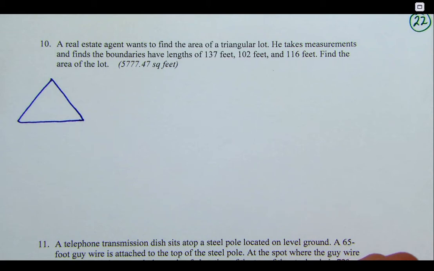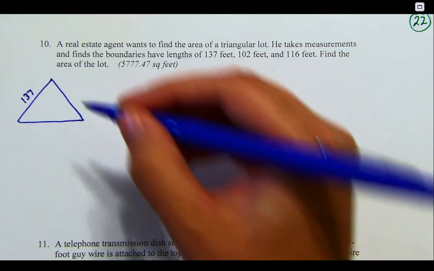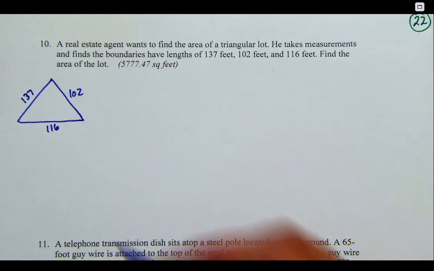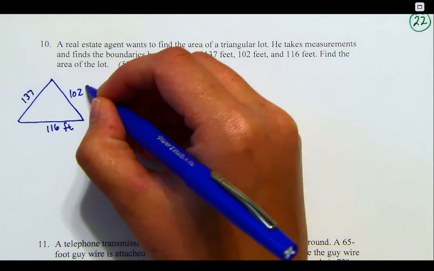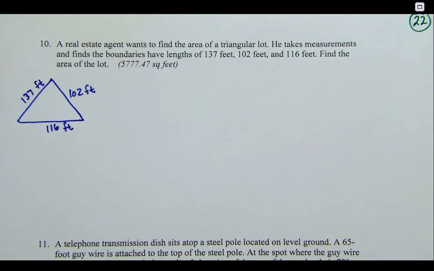And let's see, our boundaries are 137, 102, and 116. So these are all feet. Okay. And we are supposed to find the area.